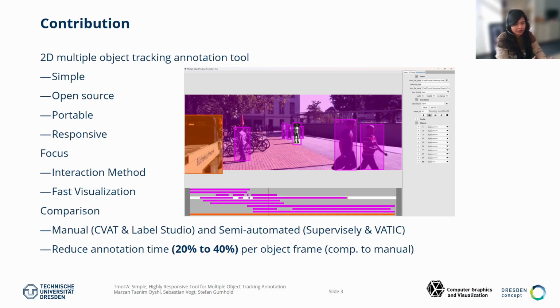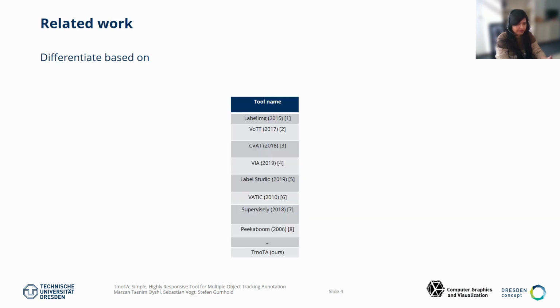We provide a comparison study where we compare our tool with manual annotation tools like CVAT and Label Studio, and also with two semi-automated tools in the context of annotation time and quality. As per the study, our tool can reduce annotation time per object by 20 to 40% compared to the manual annotation tools.